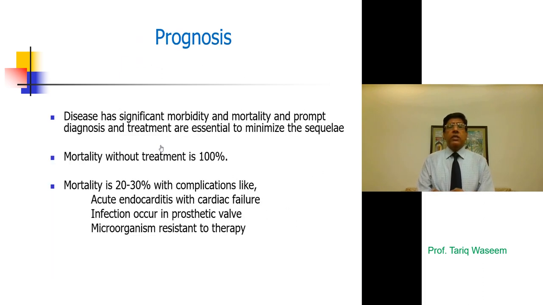The prognosis: the disease has significant morbidity and mortality, and prompt diagnosis and treatment are essential to minimize mortality. Without treatment it is 100%, so it's quite a deadly disease. Mortality is 20 to 30% with complications, like if someone develops acute endocarditis with cardiac failure, or has developed infection of the prosthetic valve, or a microorganism resistant to therapy.